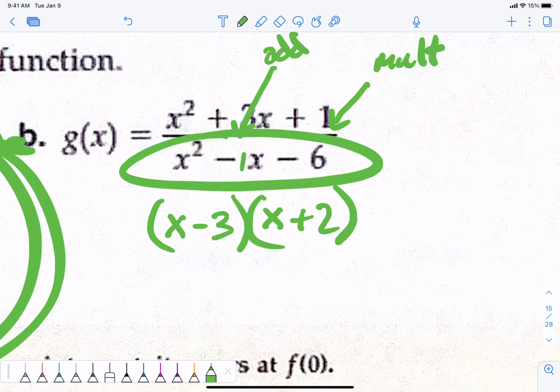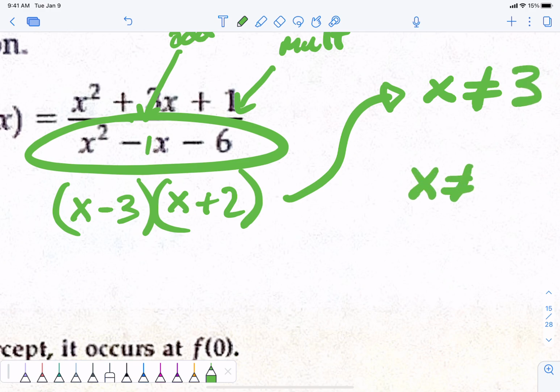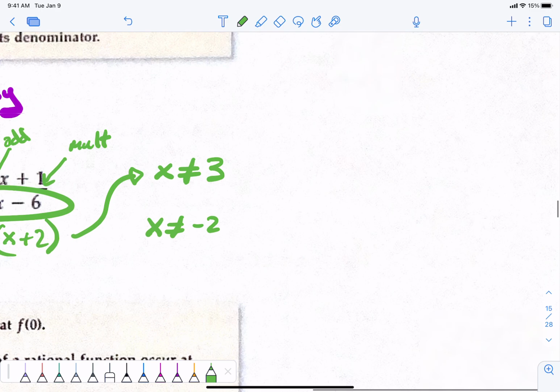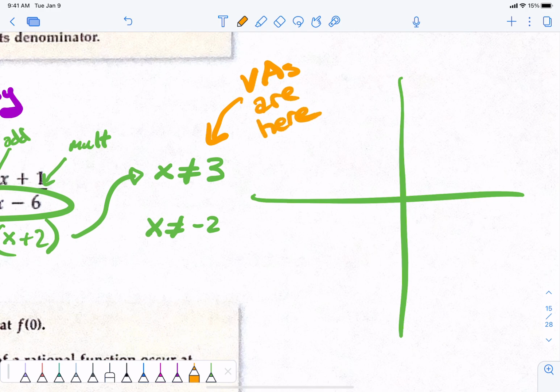Now, if that's what the bottom breaks down to, that's what my new bottom is. What can x not be? x cannot be positive 3. x cannot be -2. Do you know why? Because then the bottom would be equal to 0. That's a vertical asymptote. This is where your vertical asymptotes are. So at -2 we have one, and at positive 3 we have one. That's what those look like.